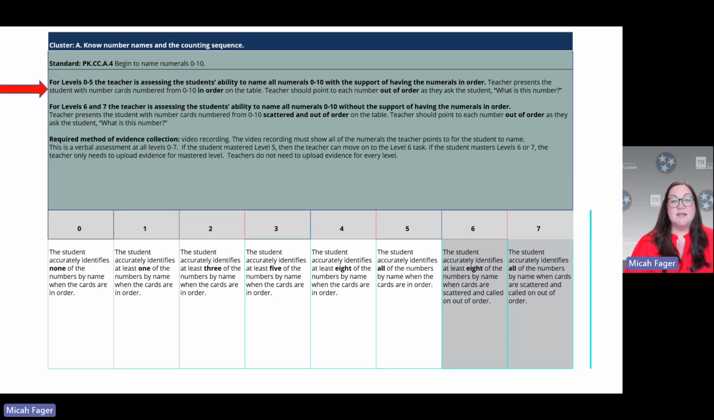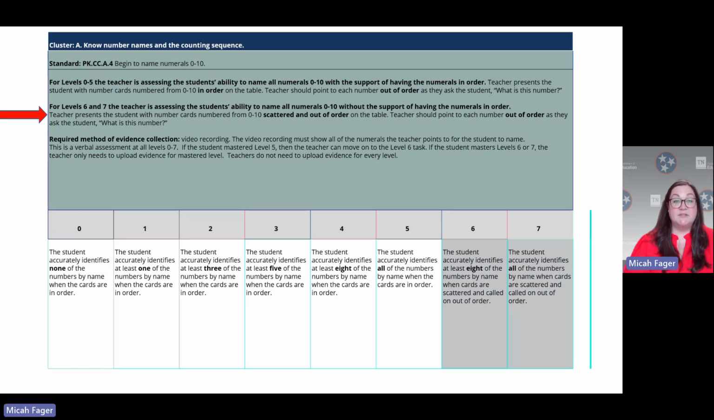The teacher will present the student with the number cards numbered 0 to 10 in order in a line on the table. The teacher should point to each number out of order as they ask the student, what is this number? So the numbers will be presented to the students in order, but as the teacher points to the numbers, they will not point to them in order. They will point to the numbers out of order and ask, what is this number?